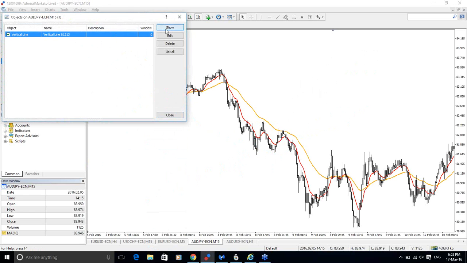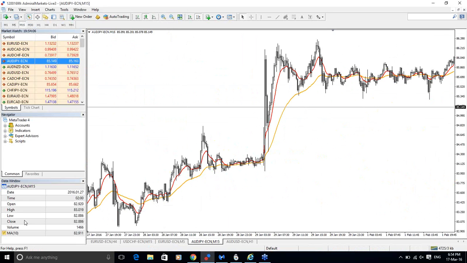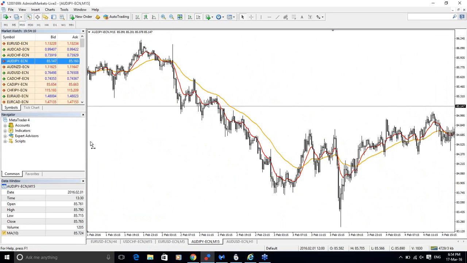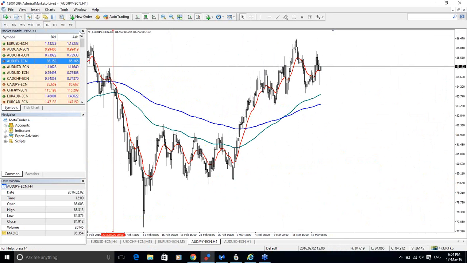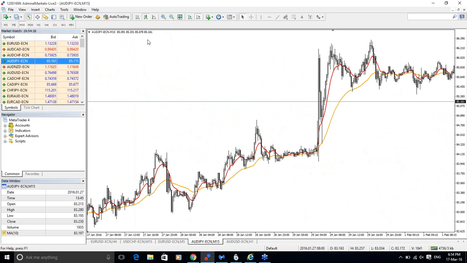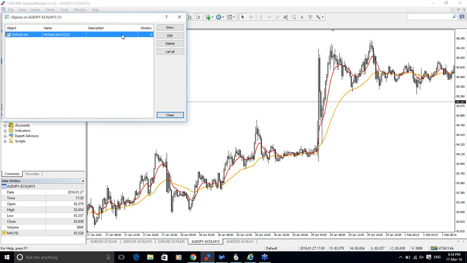Okay, show. You see, it doesn't show up. I don't know why. Sometimes MT4, my laptop is bugged, I don't know. But it doesn't matter. I will try to find it again. Okay, 15-minute time frame. And if we don't find it, we will use another example.